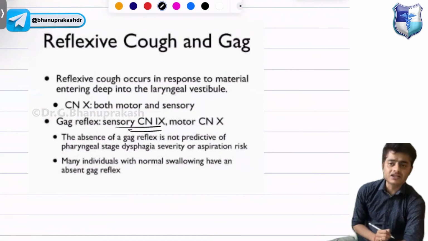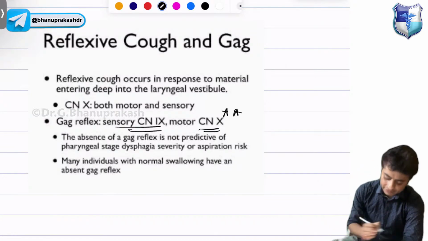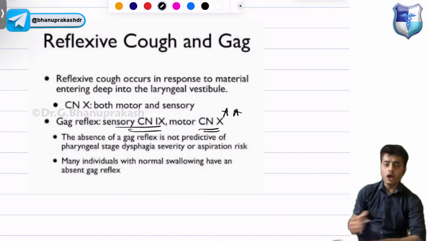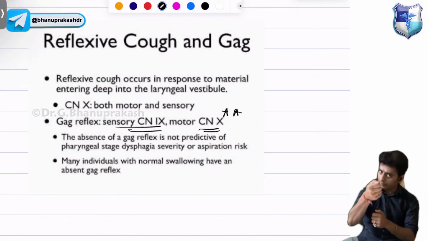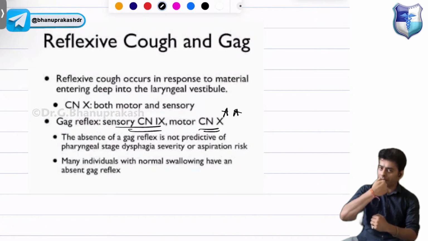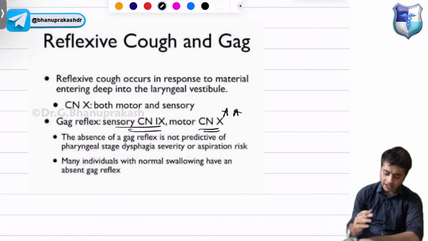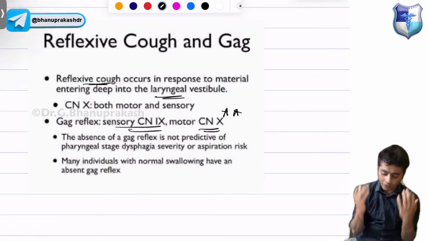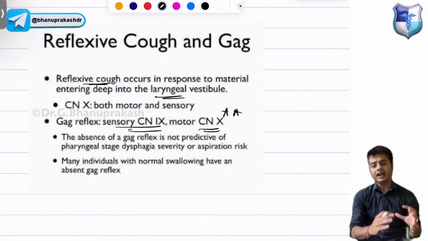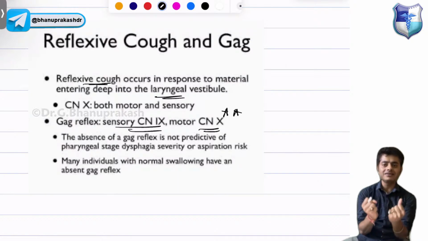Now what will happen? Your ninth nerve carries the sensory information, and motor is by the 10th nerve. So you tell the patient to open the mouth, press the tongue with a tongue blade, and with the help of a spatula, stimulate the posterior pharyngeal wall of the patient. If there is a cough in response to your stimulation, it means your gag reflex is positive and it is okay. And if there is no cough or no contraction of the posterior pharyngeal muscle, it means your gag reflex is absent.